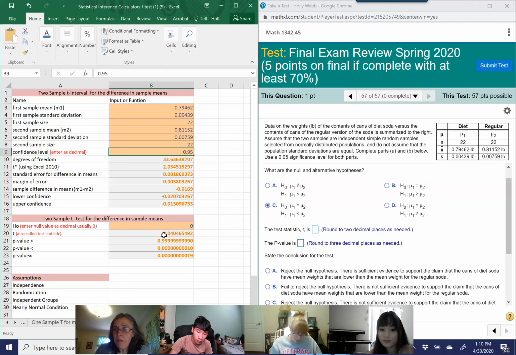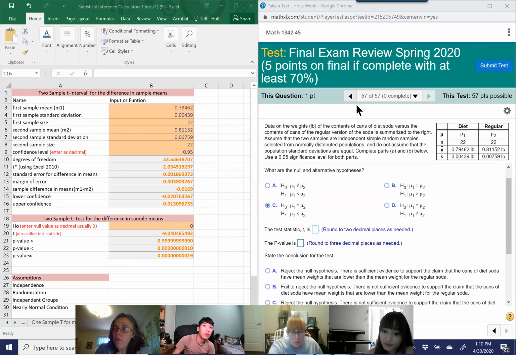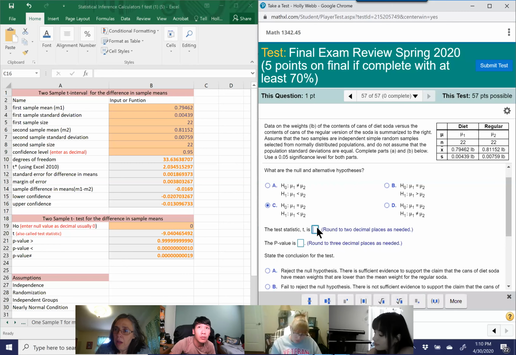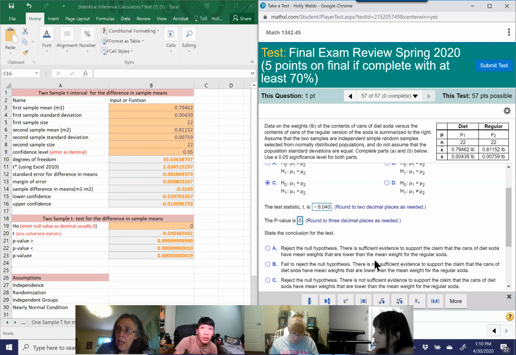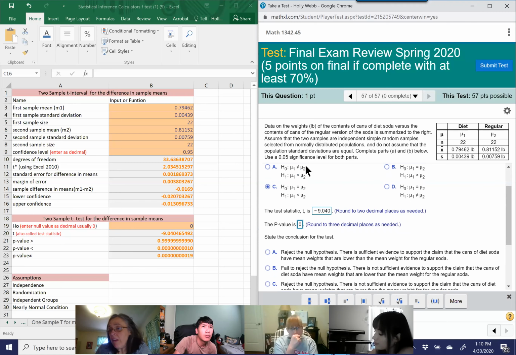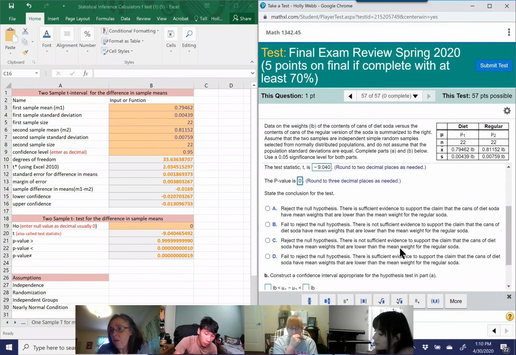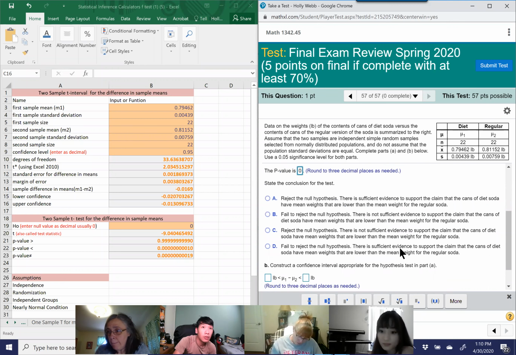This is a t-test, and my t-statistic is looking like negative 9.040. And my p-value for this left-tailed test will be in the middle here. It's basically 0. My p-value is basically 0 here. And that means if my p-value is 0 and my significance level is 0.05, should I reject the null or should I fail to reject it? What do you think?